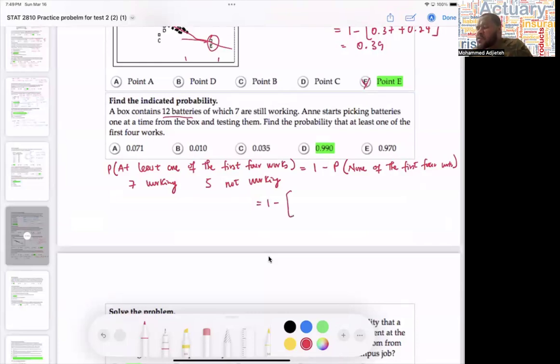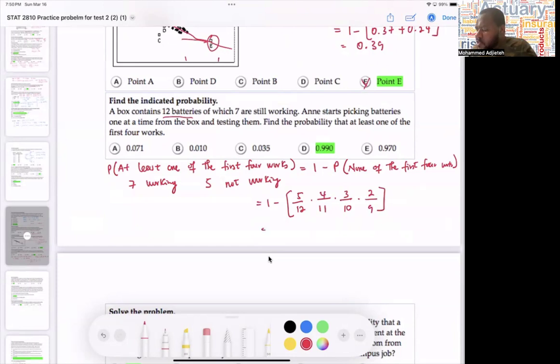So the first 4. So probability that the first one I'm going to pick is not working. How many do we have not working? So that's going to be 5 divided by 12. That is the first one. Times the second one. Now, because we've picked the first one, the second one, it means that this 5 will reduce. So you're going to have 4. The total will also now be 11. And then the third one, 3 over 10. And then the last one, 2 over 9.